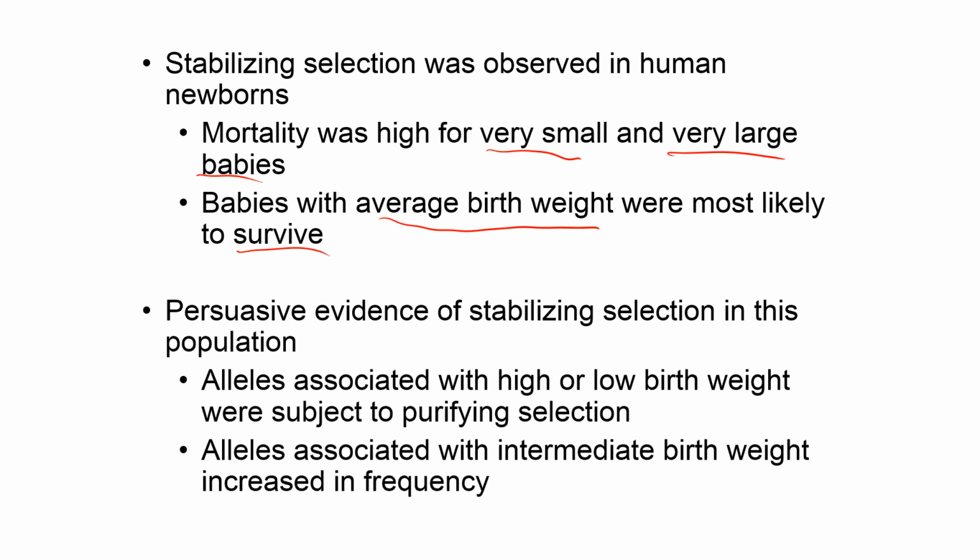Alright, so here, evidence for this stabilizing selection. Alleles associated with high or low birth weight are subjected to purifying selection. So removal of those alleles out of the population. Alleles associated with intermediate birth weight increased in frequency in the population.